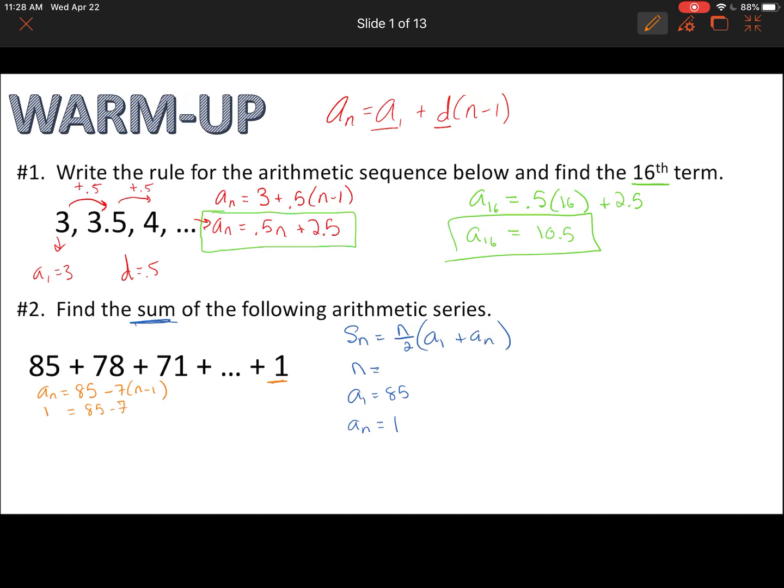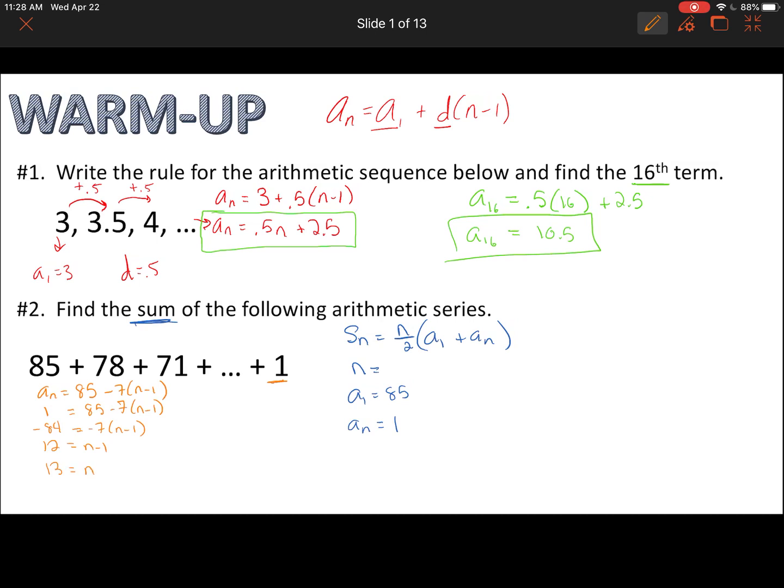There's a couple ways you can do this. You can distribute the 7 if you want. I'm going to work to just get n alone here. So I'm going to first subtract the 85 over. So I have negative 84 equals negative 7 times n minus 1. Then I'm going to divide by the negative 7 and get 12. And then I'm going to add the 1 over to get 13.